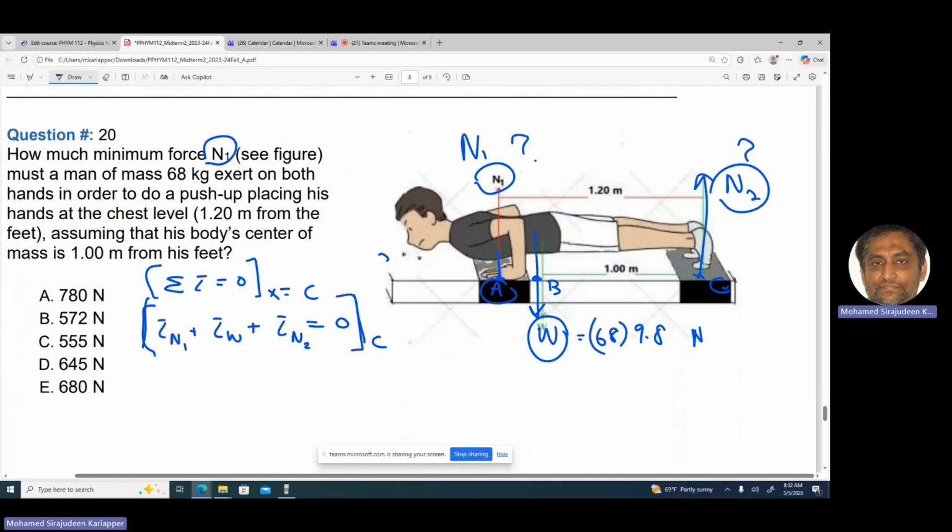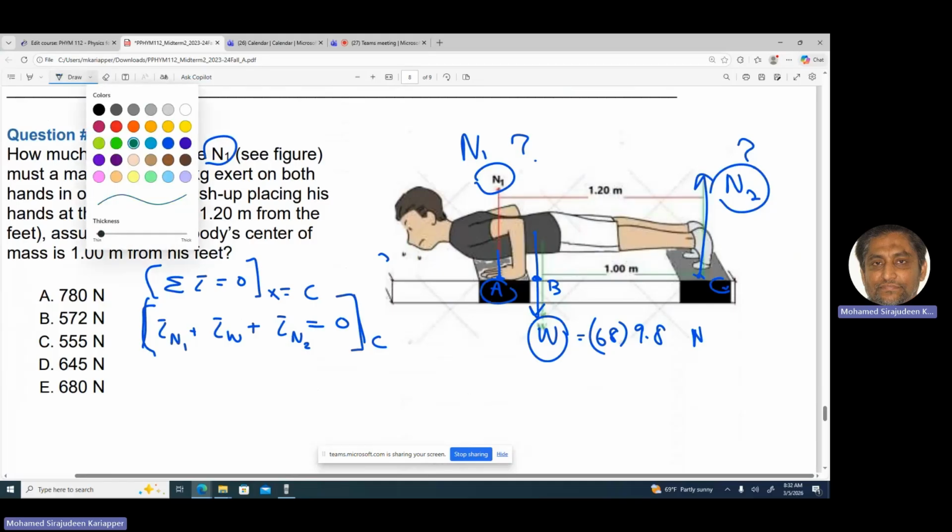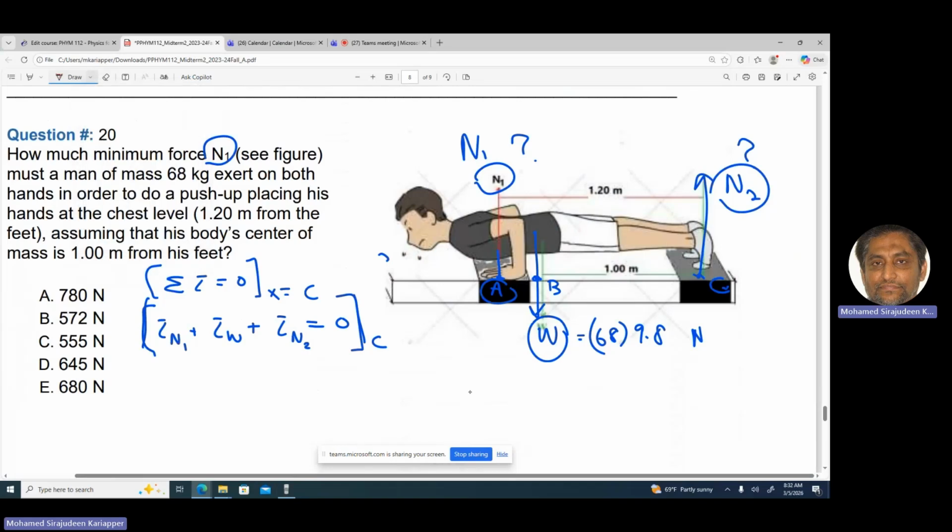So N1 about the point C. Let me choose some different colors so you will not get confused. So let me take red. So torque from N1. So what is R for N1? From the point C, right? So the R will be this. How much is that? 1.2 meter from the feet, right? Yeah, 1.2.